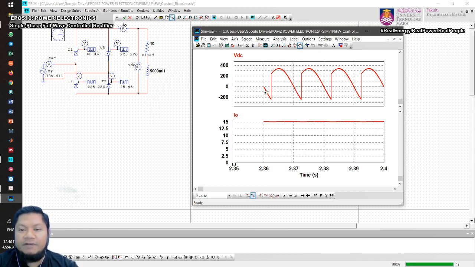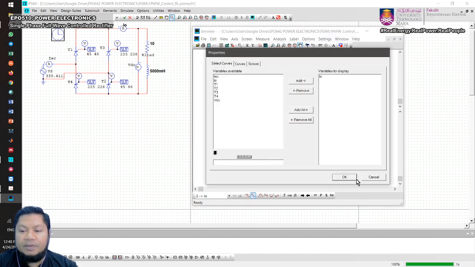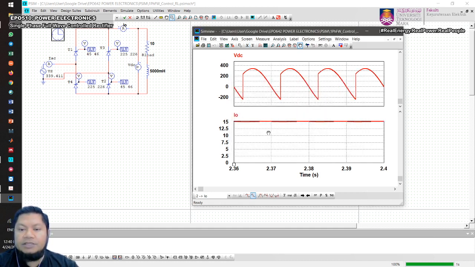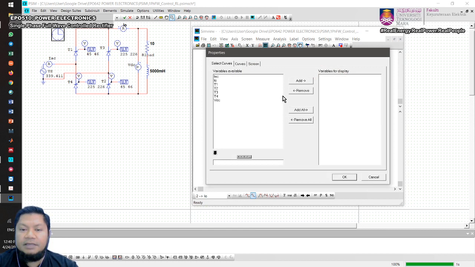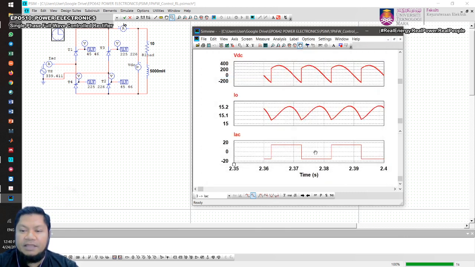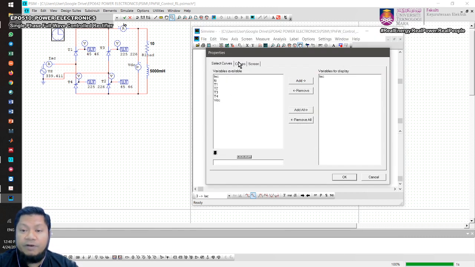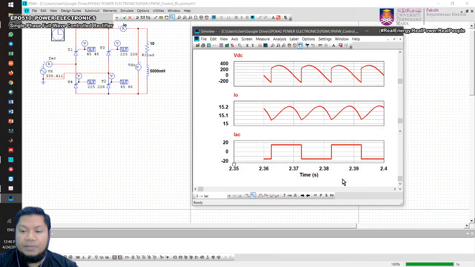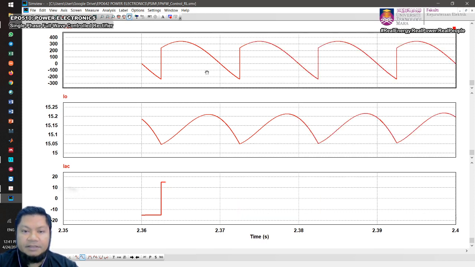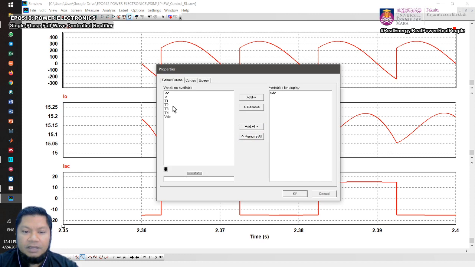Okay, so in this case, if I look at the input side, 2.36. So if I look at the input side, I'm going to see a current. This is the input current. What can you see? This is a constant current, isn't it? This is a square waveform, right? This is a square waveform, and if I can add the supply voltage, there's no supply voltage.